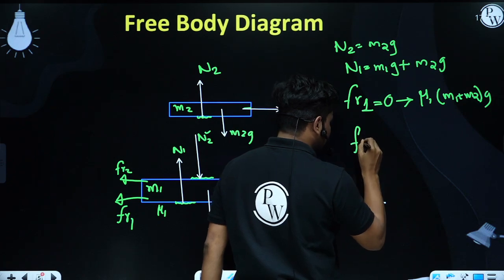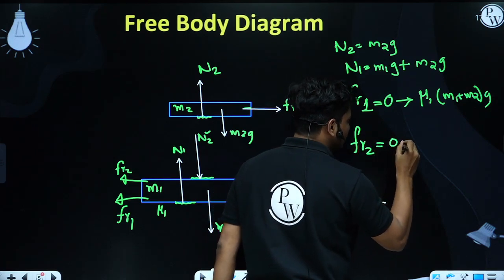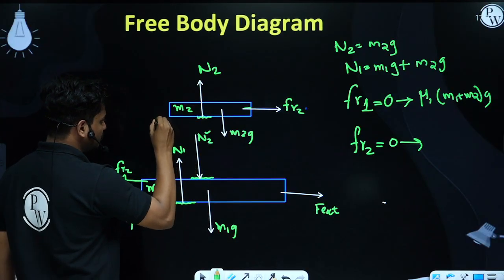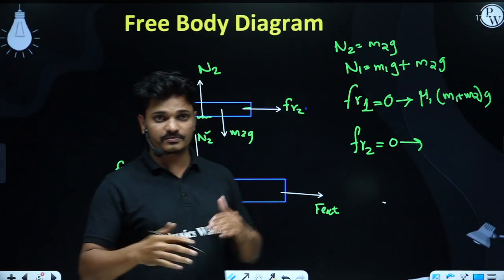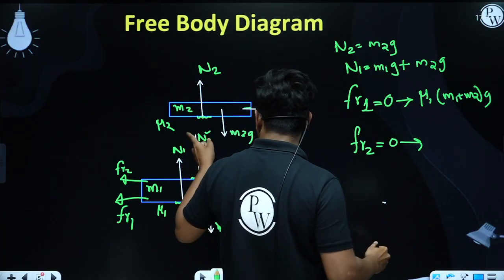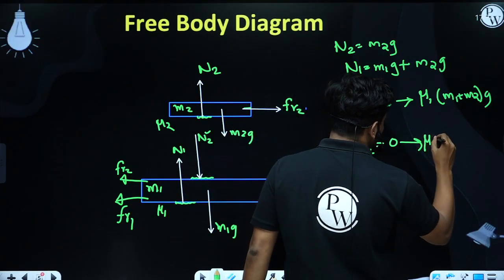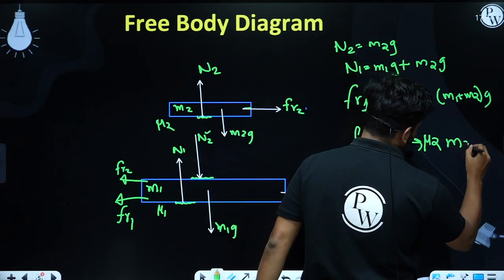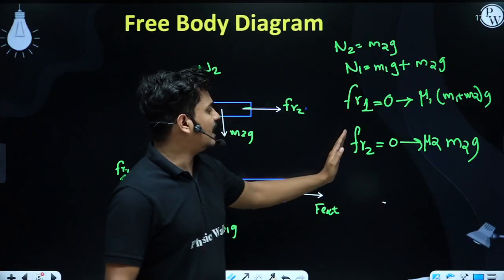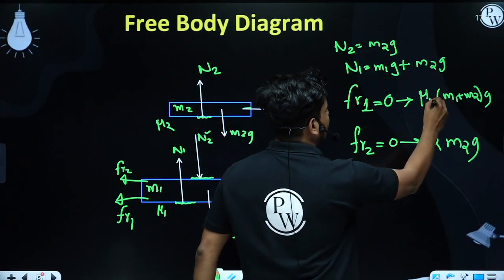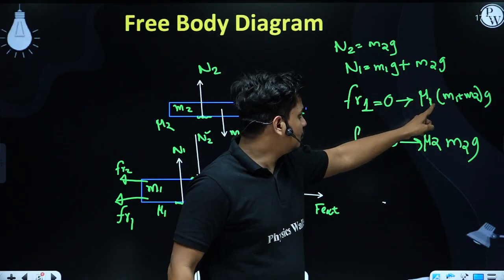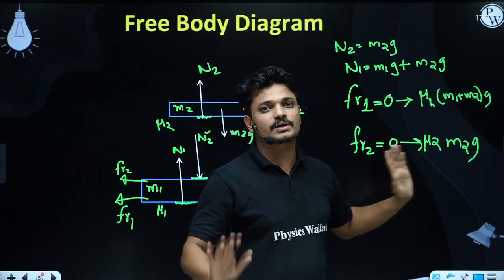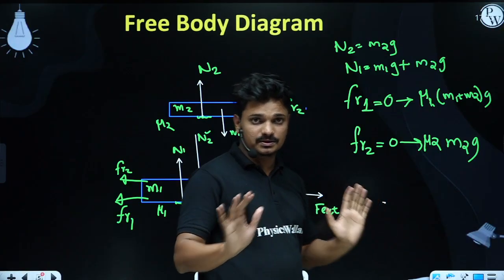Then same like that, what is FR2? FR2 also has a range of value. That means 0 to that. In here, there is a mu2. What is mu2? Mu2 is the frictional coefficient between this contact surface. That means 0 to mu2 into the normal reaction, into what is M2? M2G. So that means FR1 has the range of value 0 to mu1 into (M1 plus M2)G, and FR2 is 0 to mu2 into M2G. So we should remember this one.